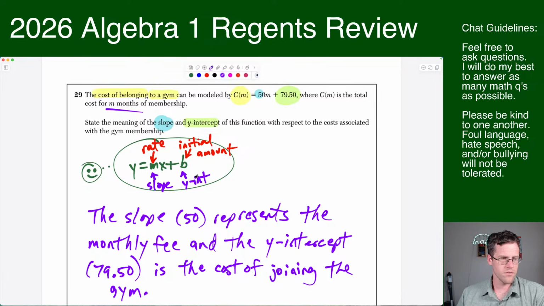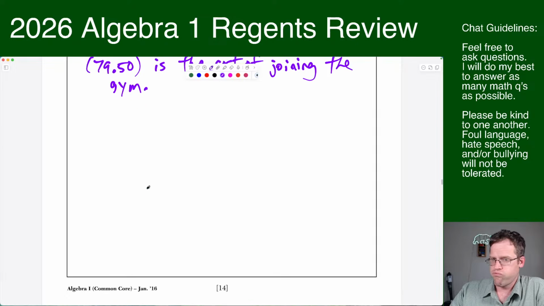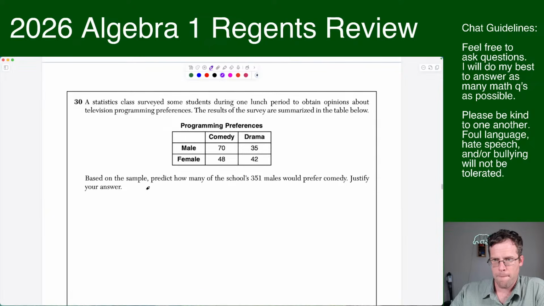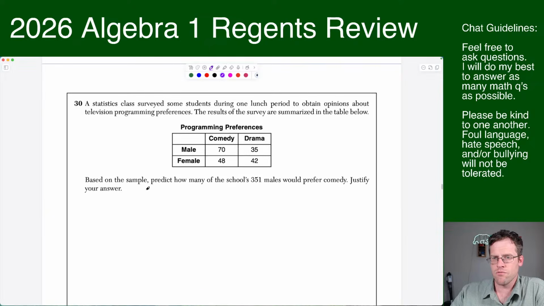All right. So now, question 30. Conditional probability, maybe? Something like that. Not conditional, but whatever. We'll just read this. Okay, a little water break. He has a lot of talking for this.